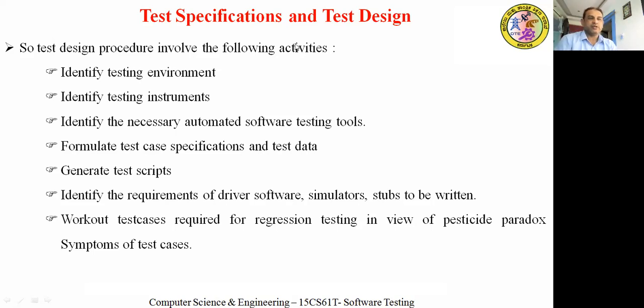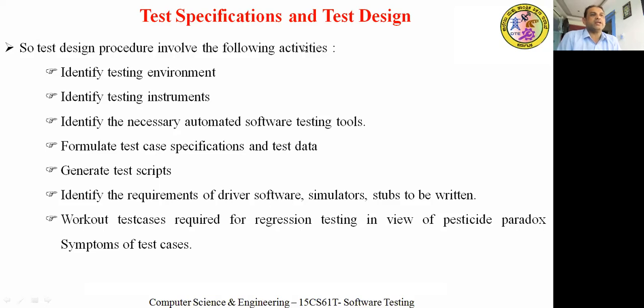So identify the testing instruments, and identify the necessary automated software testing tools. Which software tools are required? For testing functionality or non-functional requirements, you may require some tools. Then formulate test case specifications and test data, and generate test scripts, where you will be writing a small code. Then identify the requirements for driver software, simulators, and stubs to be written. What stubs are required, what drivers you may require, all those things you identify.